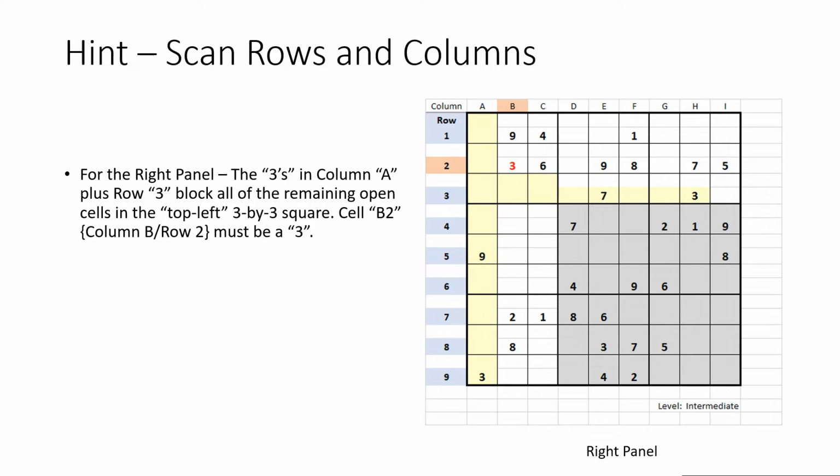Scan rows and columns. For the right panel, the 3s in column A plus row 3 block all of the remaining open cells in the top left 3x3 square. Cell B2, that's column B, row 2, must be a 3.